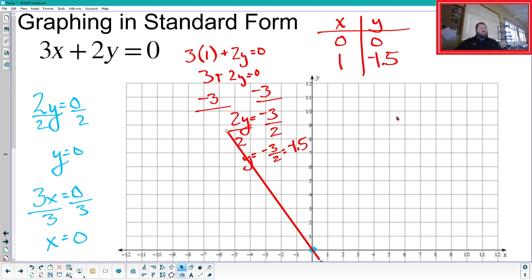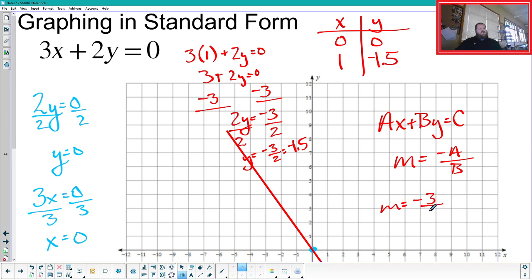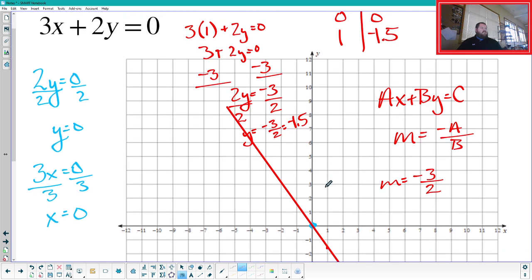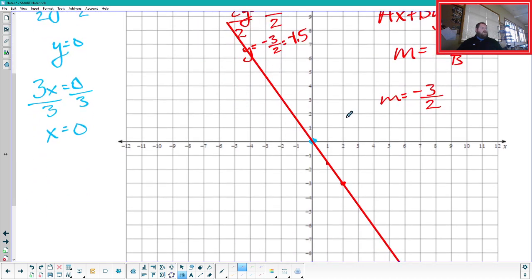We talked about another way. If I have ax plus by equals 0, or anything, I guess I didn't even have to put 0 there. Could be anything. My slope is always the opposite of a over b. And in this one, I have the slope is negative 3 over 2. Well, I came into that negative 3 over 2 at one point, and I actually used that negative 3 over 2. I started at this point, and I went down 3 and over 2, and it ended me right there. So that's another way that you can do that.